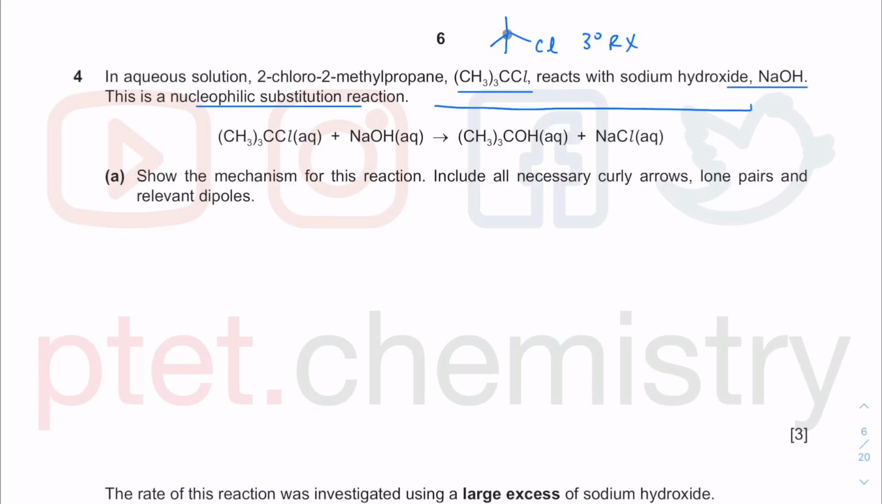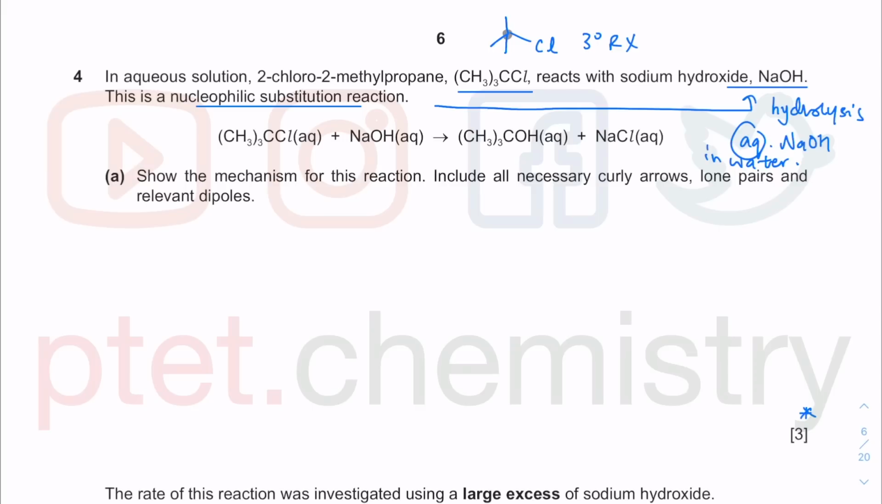Nucleophilic substitution means it is a hydrolysis, using aqueous OH-. So that means in water, hydrolysis. If you use it in ethanol, you're more likely to produce an alkene instead of a nucleophilic substitution. It will be an elimination. Show the mechanism. Even though this is an A2 paper 4, they can ask you anything from AS.